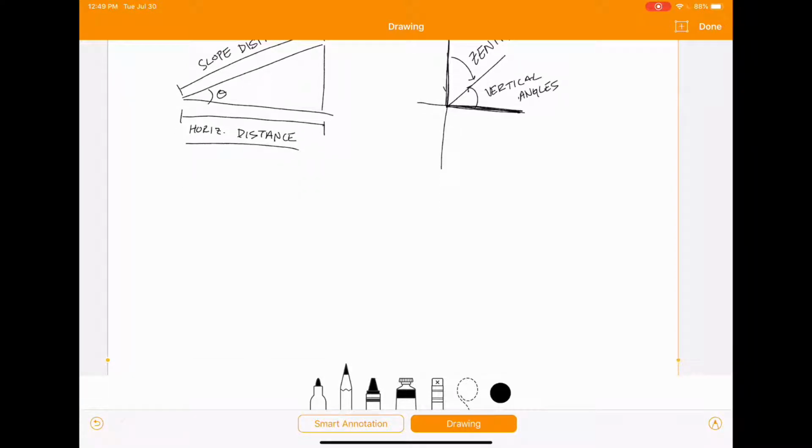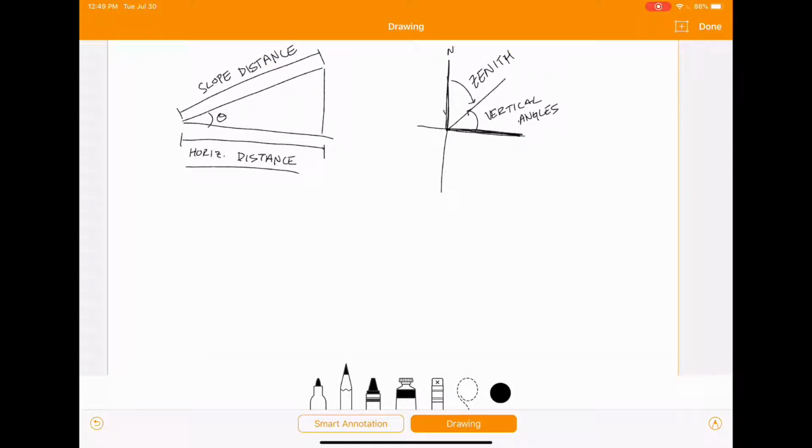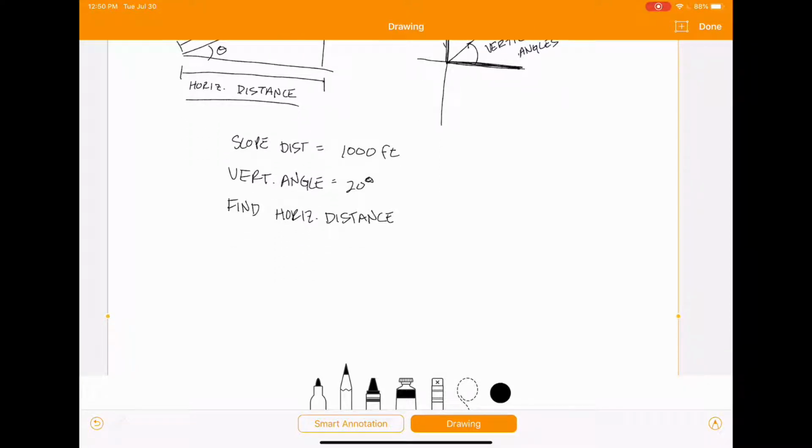So if you're out measuring with an EDM and you find a slope distance of 1,000 feet and a vertical angle of 20 degrees, and you want to find your horizontal distance, the best thing you can do to start out is going to be to draw a diagram to help you visualize what is actually going on.